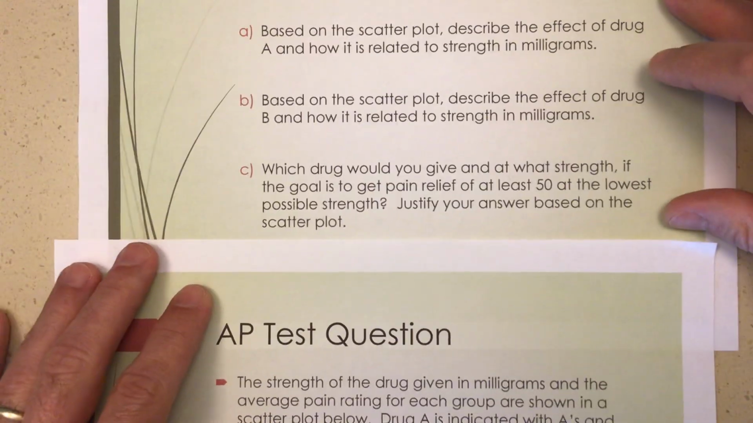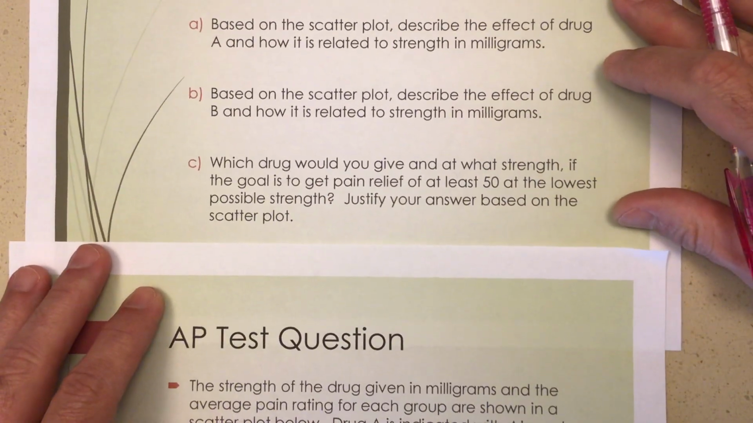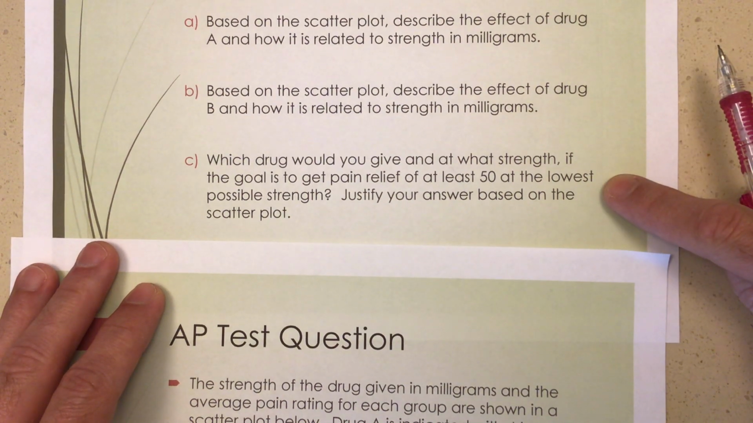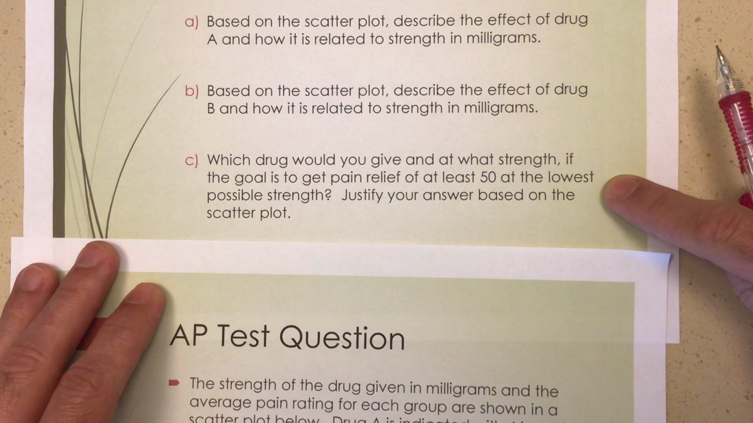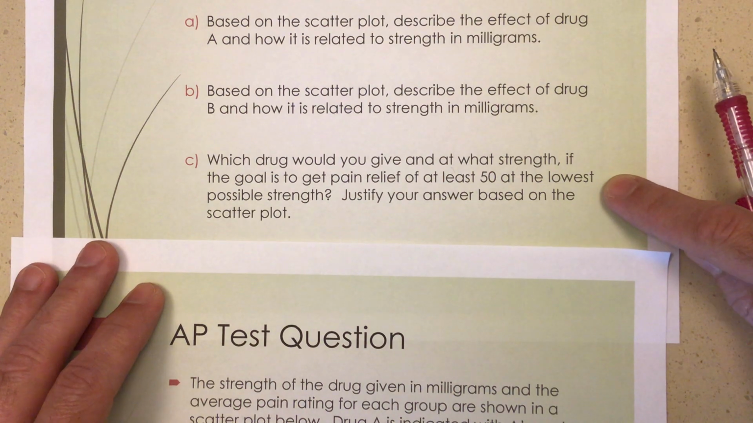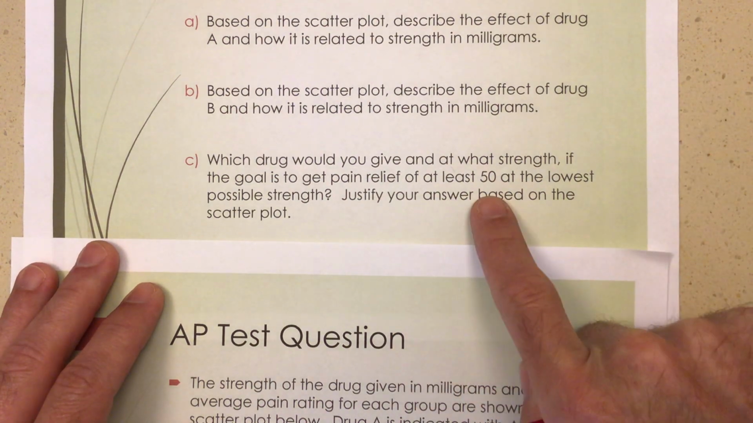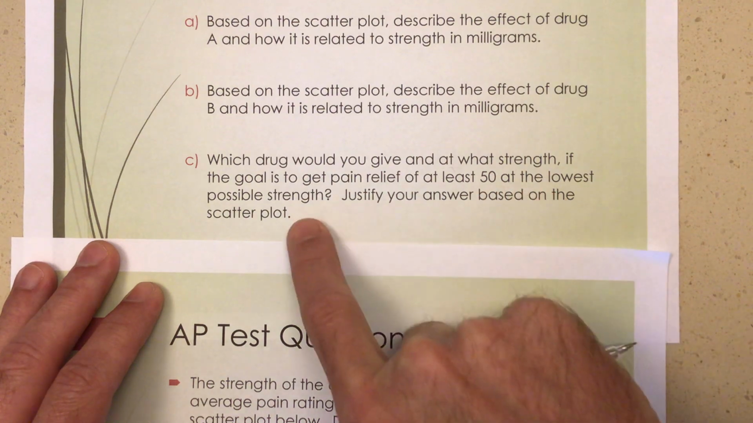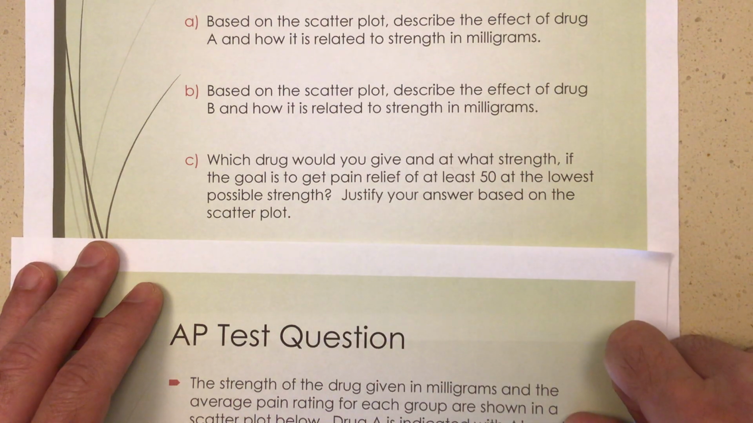All right, and that gets us to our last question. So question C, which drug would you give? So let's pretend you're the doctor. You want to get your subject a pain relief of at least 50. So you want to at least cut your subject's pain in half. So what drug would you give, and what is the lowest strength, right? Because you don't want to over-medicate your patient. So again, take a moment, think about that, pause the video.